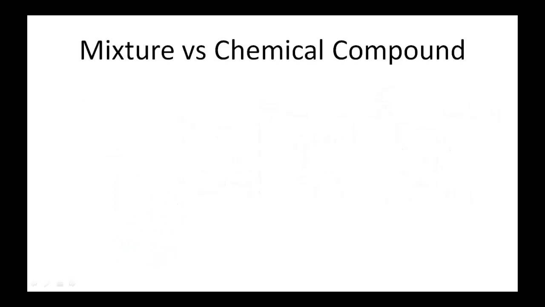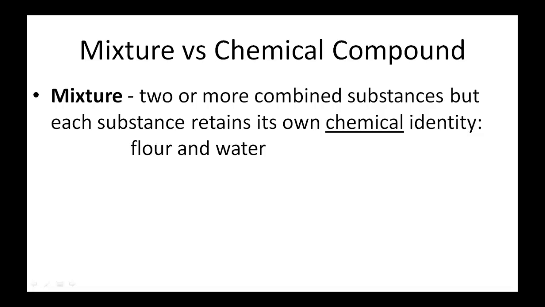So let's talk about the mixture versus a chemical compound, now that we've talked about ionic compounds. A mixture is when 2 or more substances are combined, but each substance retains its own chemical identity. In other words, they did not bind. There's no bonding that occurred, neither ionic nor covalent. So for instance, flour and water. You could separate the two because they did not chemically combine.